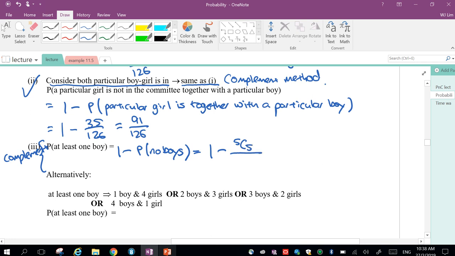Divide, because this is probability. So I want 1, the total probability, minus the probability that there are no boys, so it's all 5 girls, so 5 choose 5 divided by 9 choose 5. What's the 9 choose 5? This is the no restrictions one. Is that clear? Okay, so this gives you 125 over 126.